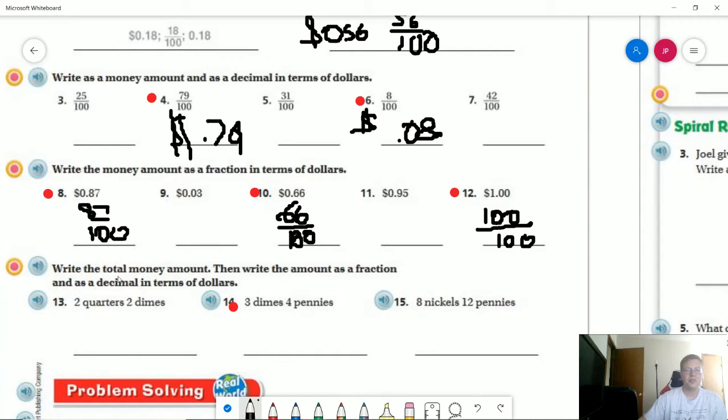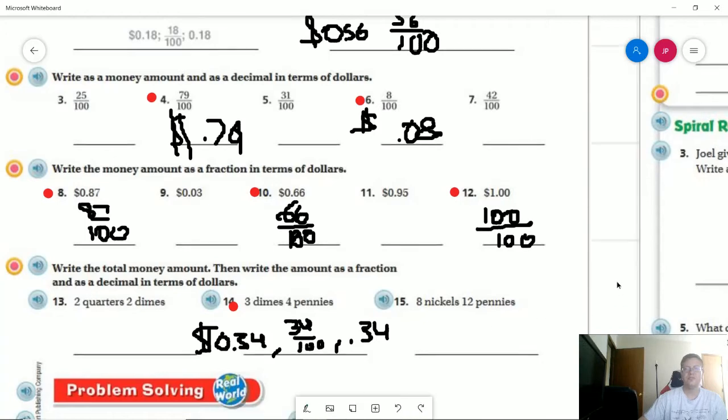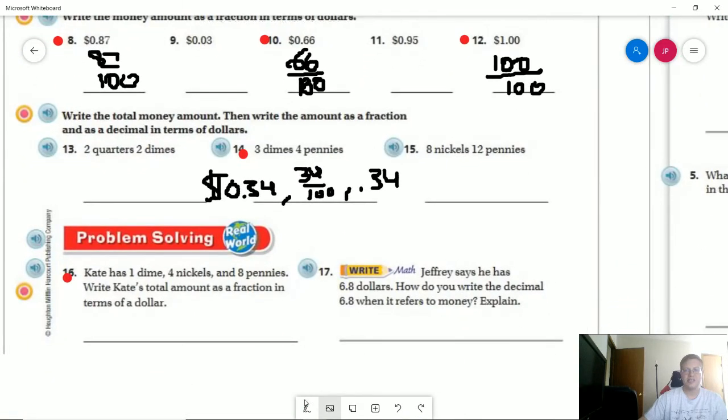Number 14, we want to write the total money amount and then write it as a fraction and a decimal. So the total money amount for number 14 would be 34 cents. Then we would write the fraction, which would be 34 over 100. And then the last part they wanted you to do was the decimal, which would be 0.34.